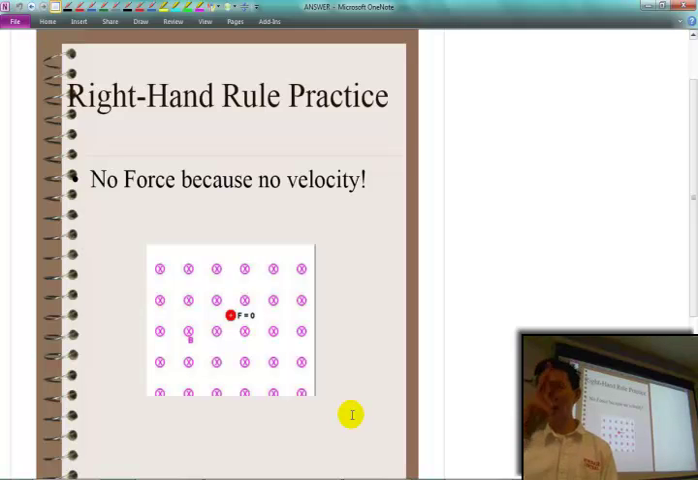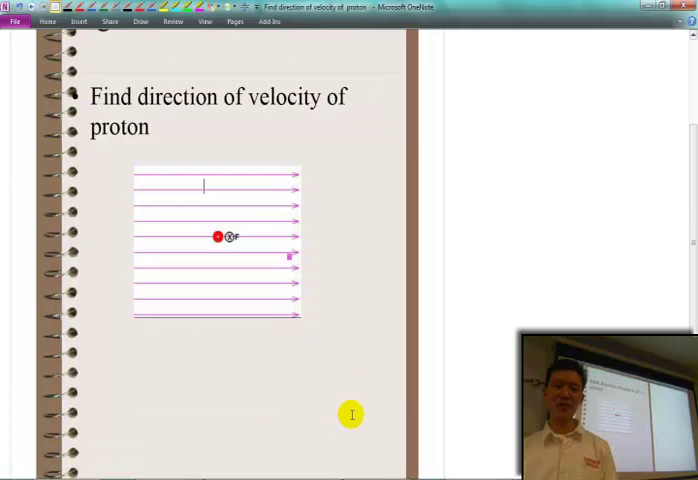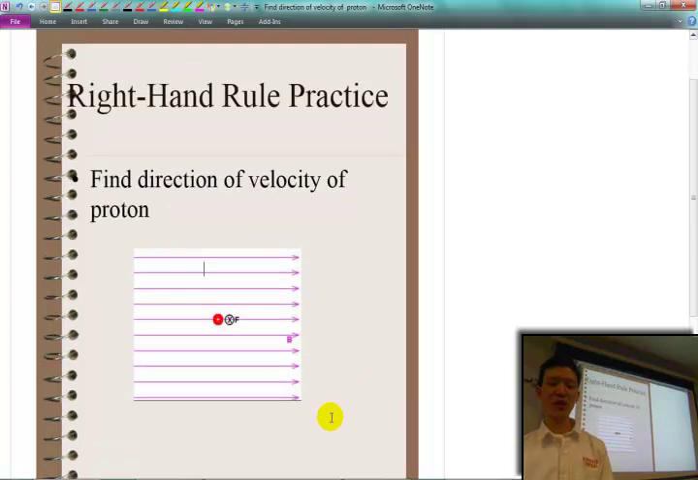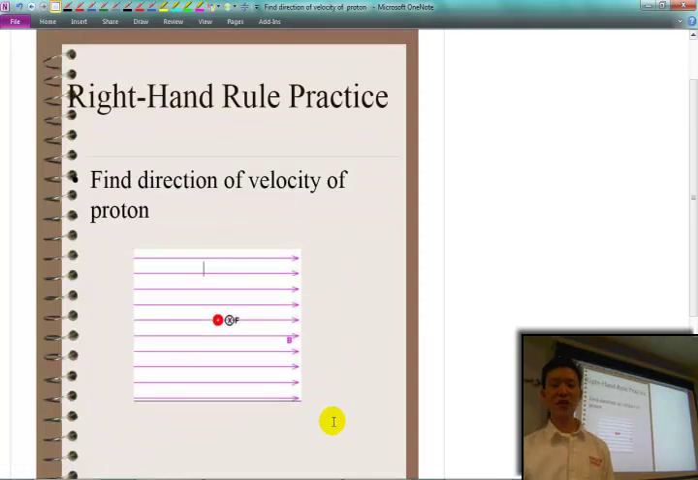You're like, why'd you do that? Well, I wanted you to realize you have to track three things, okay? So as long as you have any 2 out of the 3 quantities, you can figure it out. So let's do one where you have 2 out of the 3, okay? So this is our second practice one, where you're going to find the direction of velocity on this proton.